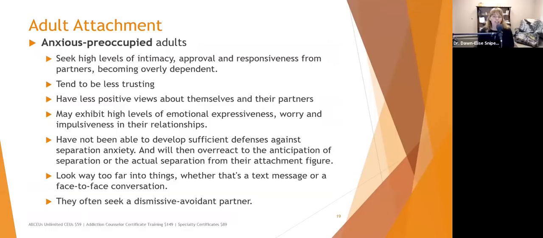Anxiously preoccupied adults look way too far into things, whether it's a text message or a face-to-face conversation or the way somebody's dressing. Since they are always expecting to be abandoned or left, or that somebody out there is better, they are going to interpret nonverbals and verbals in ways that support their underlying assumptions. Evidently, they often seek a dismissive, avoidant partner, one who is willing to just say, whatever, let me go watch TV.